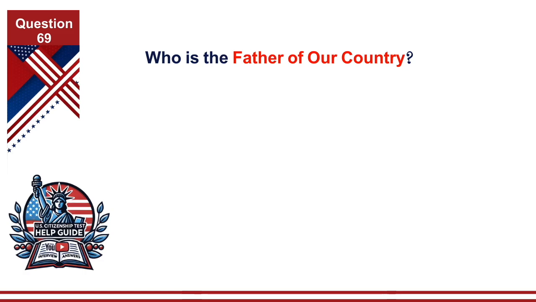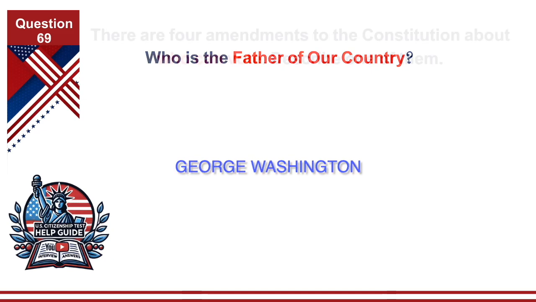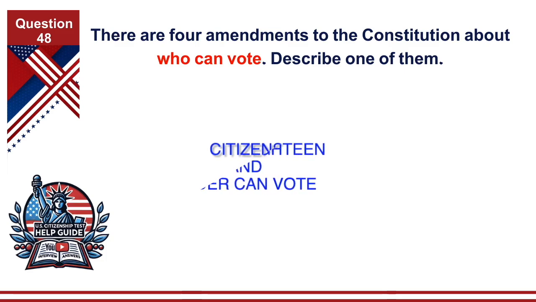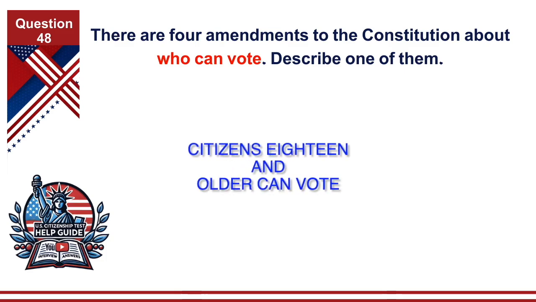Who is the father of our country? George Washington. There are 4 amendments to the Constitution about who can vote. Describe one of them. Citizens 18 and older can vote.